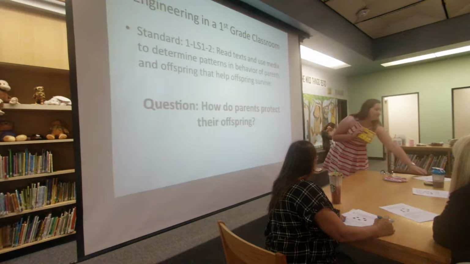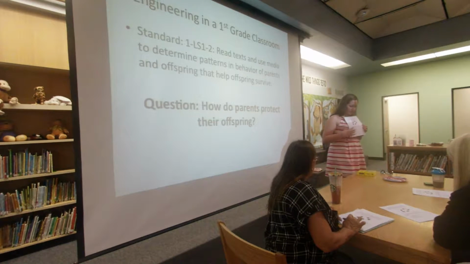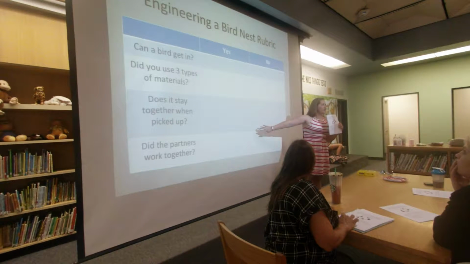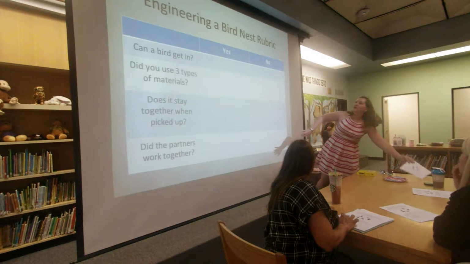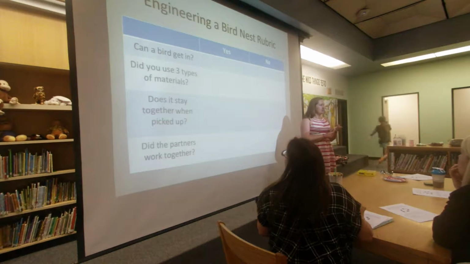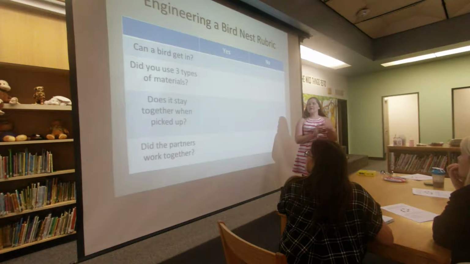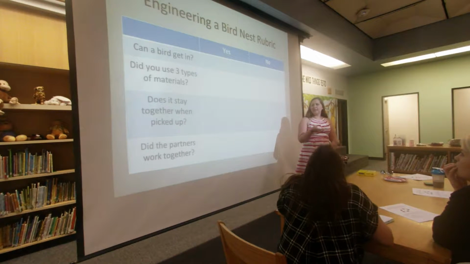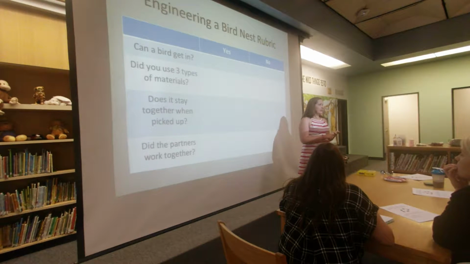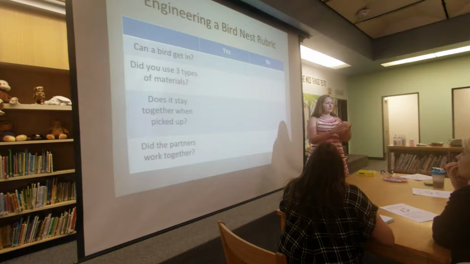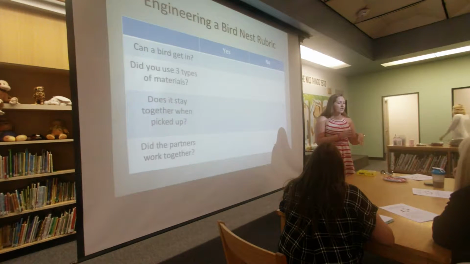On the very bottom of your packet, you can see a rubric, and if you wouldn't mind skipping to it, this is the same rubric that all of my first graders had to follow when they were being engineers in the classroom. They had to make sure that it could fit the size of one of our Easter peeps. They had to use at least 3 different types of materials. It had to stay together when they picked it up. We didn't want any birds to fall out the bottom of the nest. And they had to work together collaboratively with their group. So those were their goals. The students were aware of the goals before we started the project, so they had beginning with the end in mind. They were able to focus on those concepts as they went along.